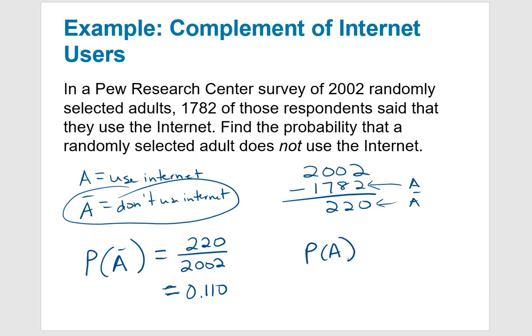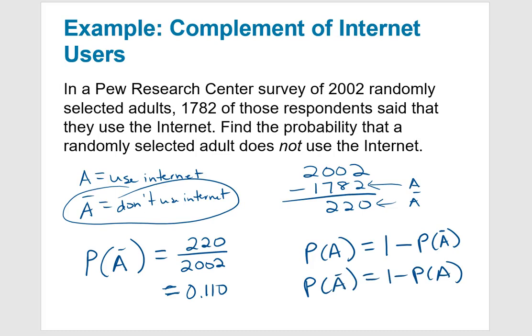Okay, another way you can do this is that you can find the probability that people use the internet and then do 1 minus that, which gives the probability of A bar. So that's another thing you can do. Or if you want to find the probability of A bar, you can just do 1 minus the probability of A. So there's lots of different ways that you can use that complement to help you.